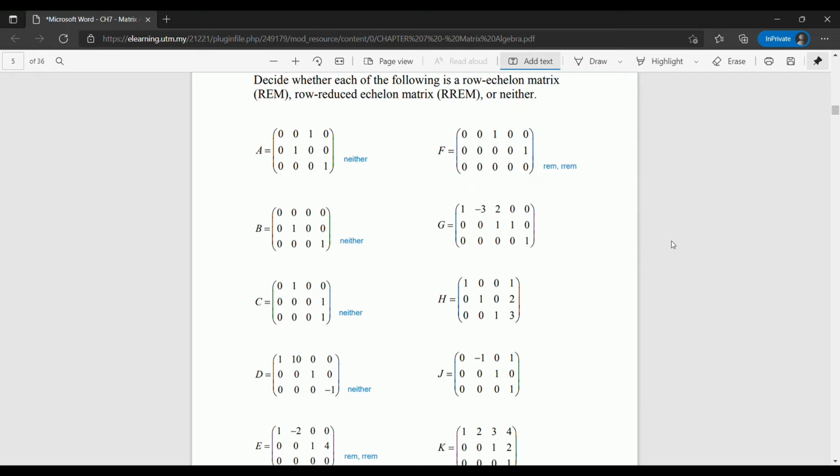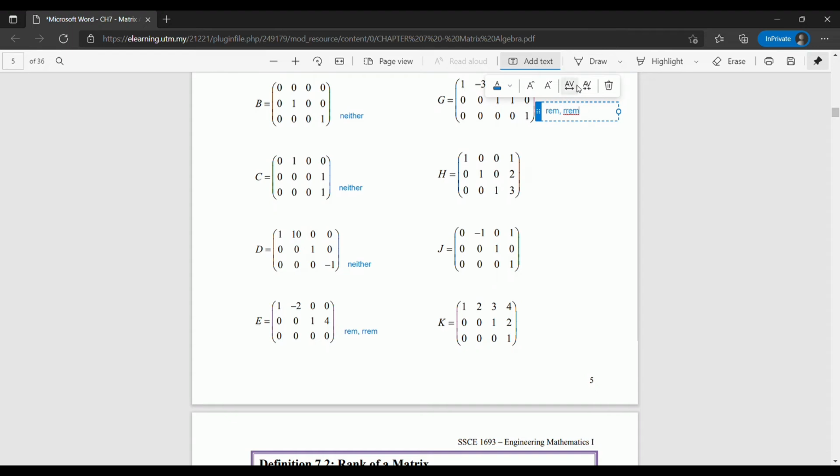Then we look at matrix G. Okay. The leftmost non-zero entry is 1. The leading one occurs further to the right in every row. Yes. So this is a REF. Then we check whether it is a RREF. Okay. The column consisting of a leading one has a zero entry. Yes. So this one is REF and RREF.